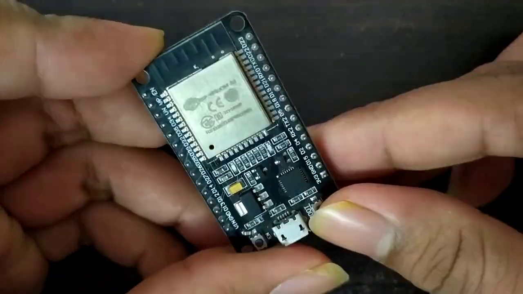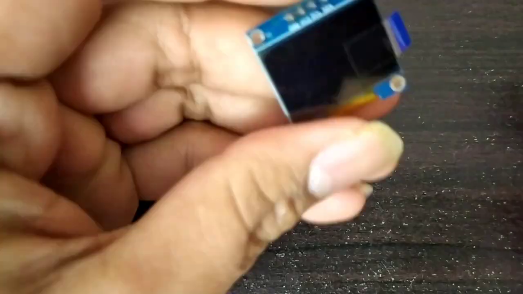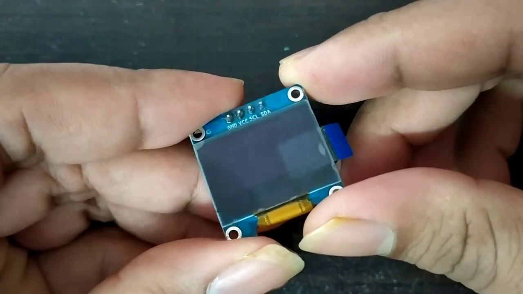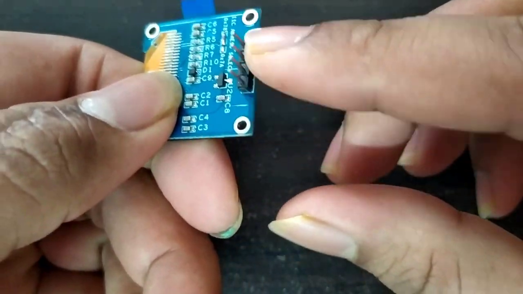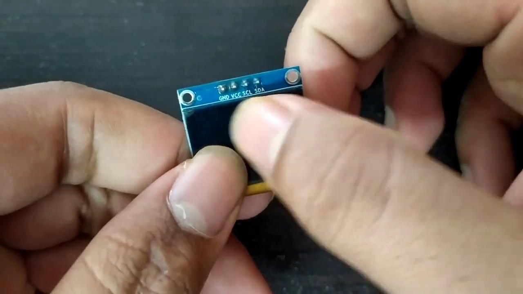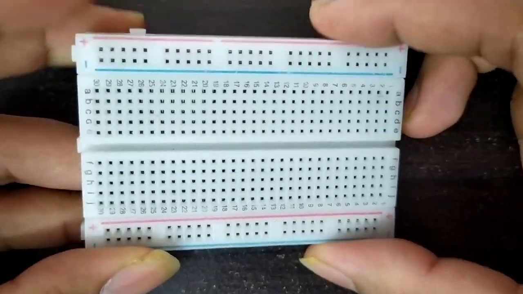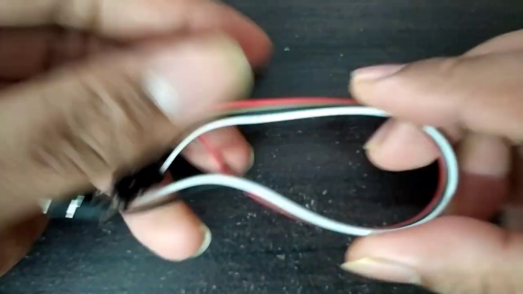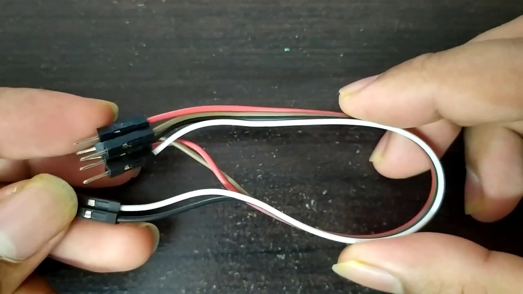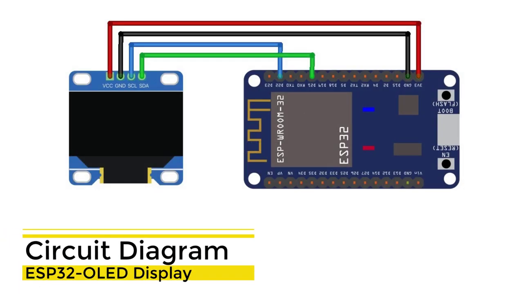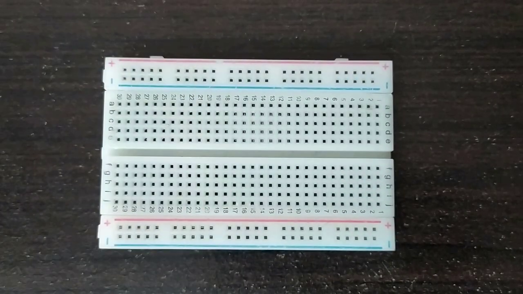Required components are ESP32 module, 128x64 pixels OLED display with I2C interface, breadboard, and some connecting wires. Here is the circuit diagram. Connect OLED display with ESP32 as shown here.